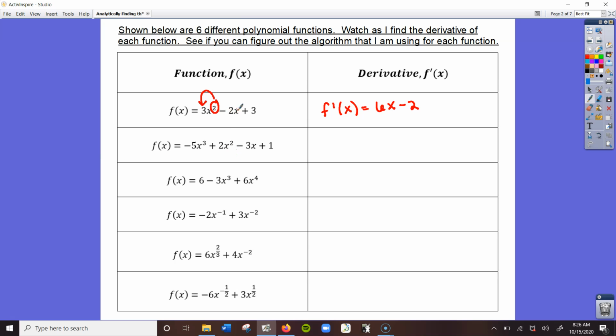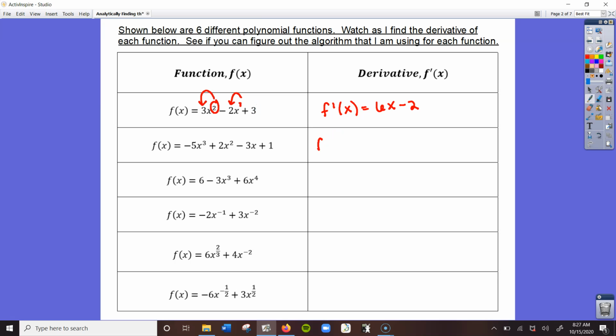With the minus 2x, remember the exponent of x is 1. So if I multiply that with 2, it's just 2. And then subtract 1 from the exponent, right, we would get 0, meaning there would be no x. So that's why it's 6x minus 2. And then the plus 3, we just learned that the derivative of any constant is 0.